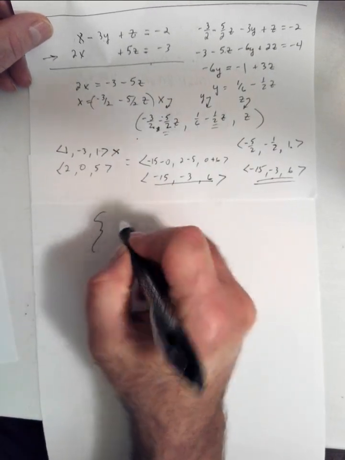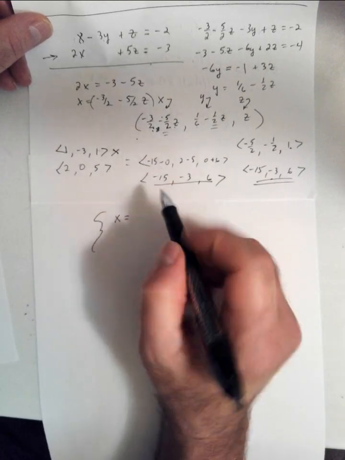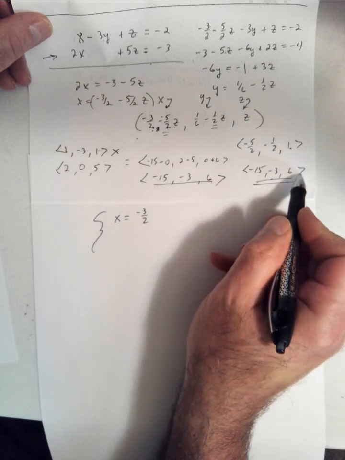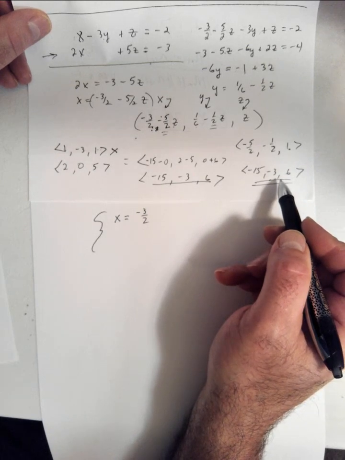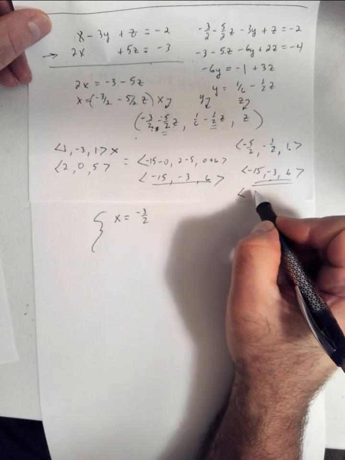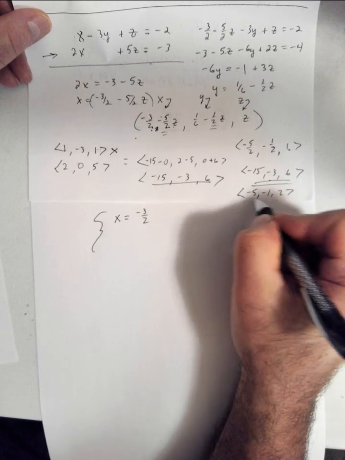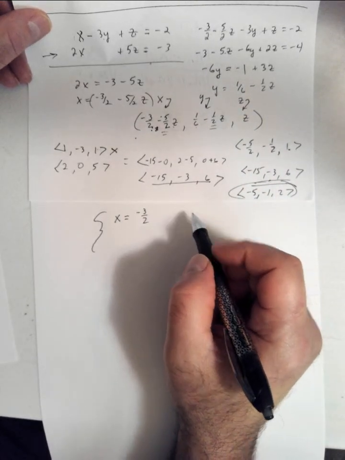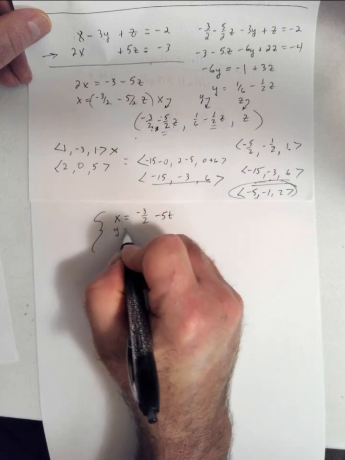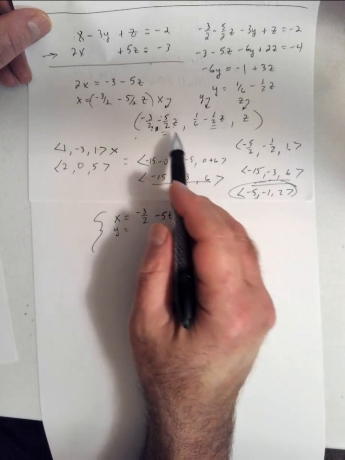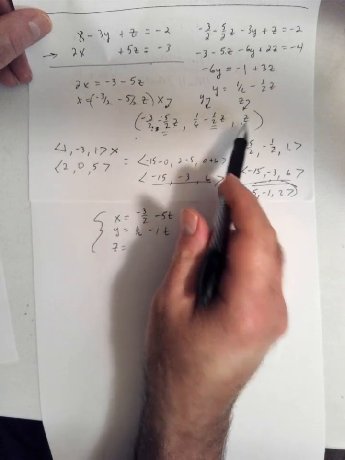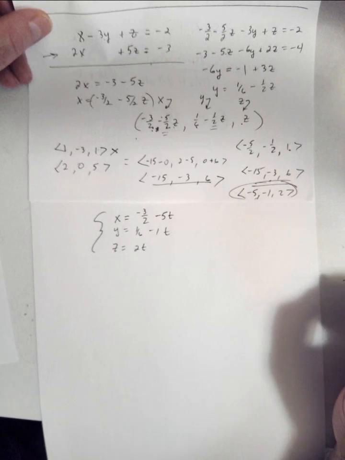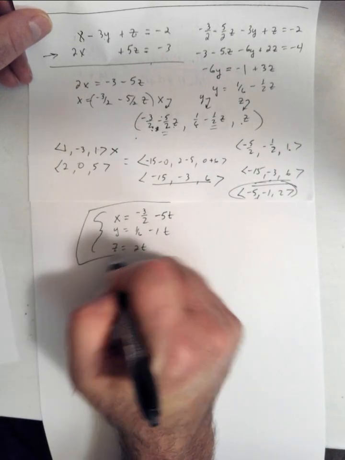But writing out what I have now for my line of intersection in parametric form, x equals negative 3 halves, and I can use this, or I can use any scalar of that, right? Because it's all going to be in the same direction as your line of intersection. So for me, making this nice and clean, I would probably divide everything by 3, and I would use this as my slope vector. Minus 5t. Y is 1/6 minus 1t. And z is 0 plus 2t. And that would be the line of intersection in parametric form.